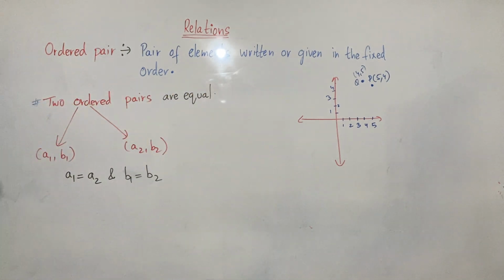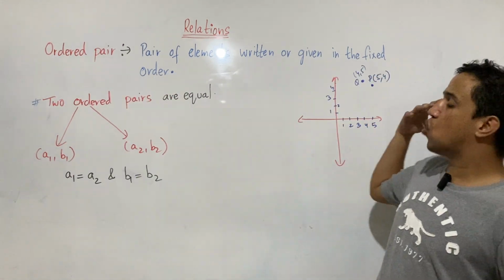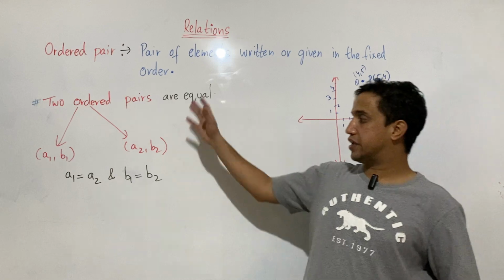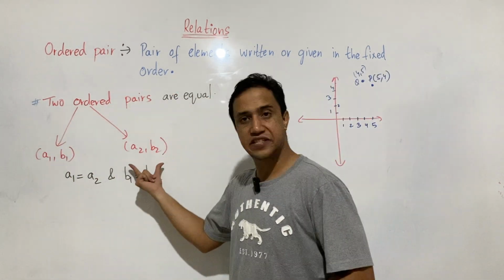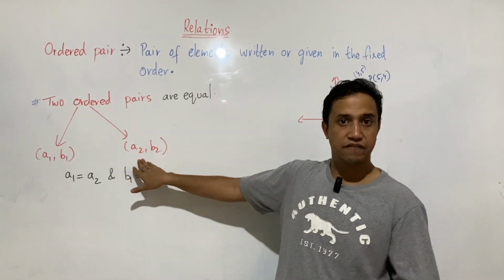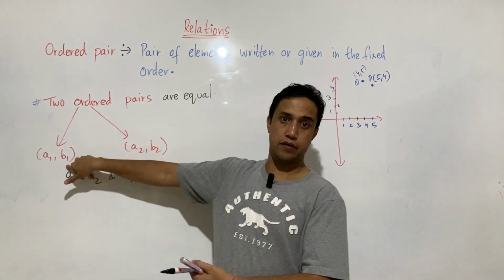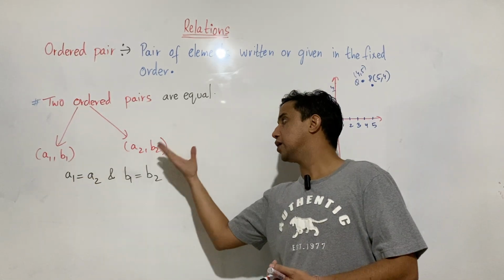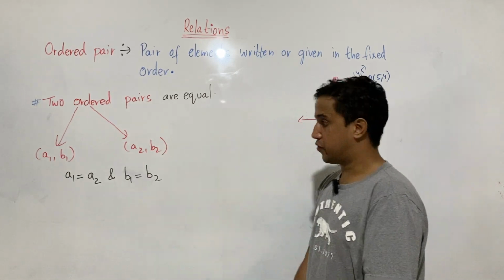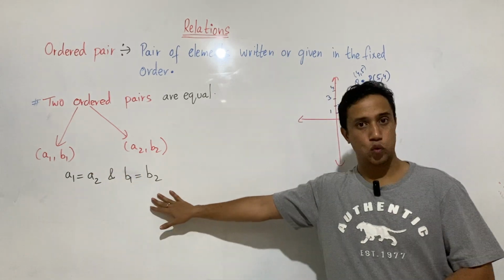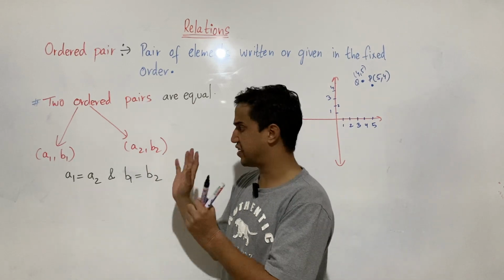I hope you understand it. What I'm trying to say is that two ordered pairs can only be equal if the first element of the first ordered pair is the same as the first element of the second ordered pair, and the second element of the first ordered pair is the same as the second element of the second ordered pair. A1 equals A2 and B1 equals B2. I hope this is understandable and obvious.